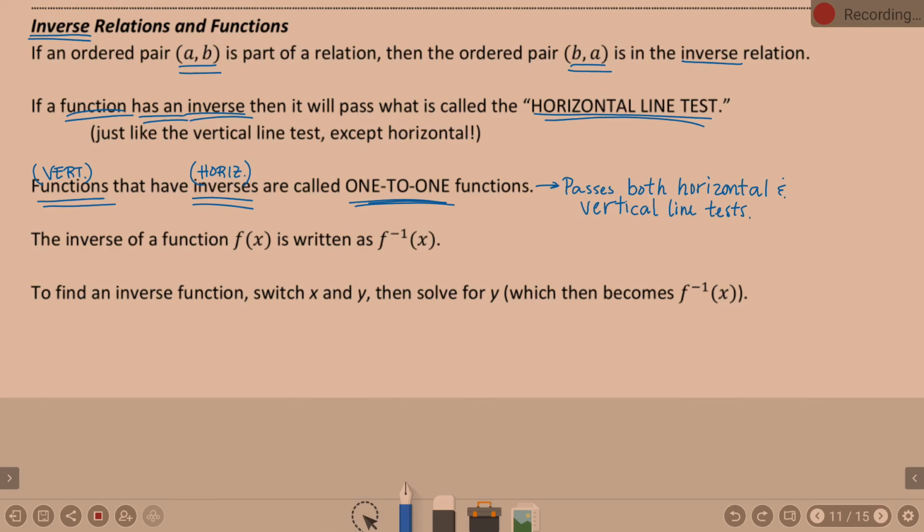Okay. I know we talked about this last year in Algebra 2. The inverse of a function f of x is written as f negative 1 of x. I read it as f inverse of x. But that's your inverse notation. I remember doing that in Algebra 2 with you guys. And we're going to do this on the back side.